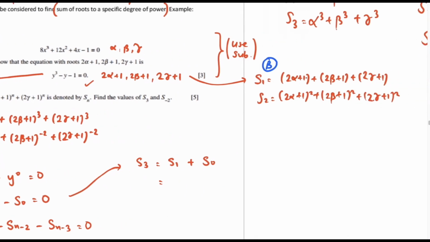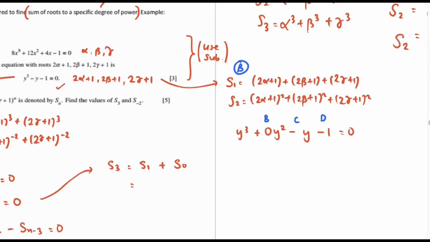And we know S1 is this plus this plus this. The root take power 1 and add up. That is S1. At the same time, S1 is basically, let's say I call this B. I'm sorry, there is no B for this case. As you see, this cubic equation, right? Y cubed, the power 2 term is not there. 0y squared minus y minus 1 equal to 0. So this is B, this is C, this is D. We need to know that the sum of the roots with power 1 is actually minus B. So because of that, it should equal to 0. So S1 is 0.